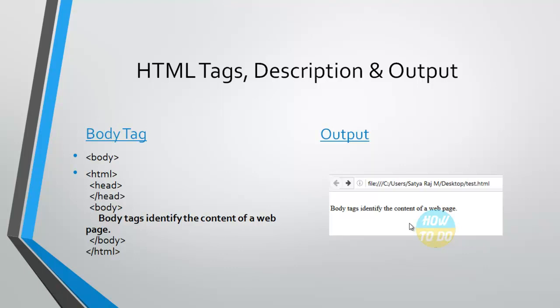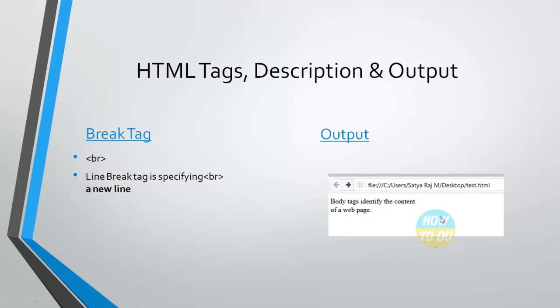Body tag. The body tag, as we all know, is where we will be mentioning the main body of the website. This is the syntax for the body tag, and this is how the output will be. Break tag. Line break tag is specifying BR, a new line. This is the output. Body tags identify the content of a web page. Actually, all the sentence was written in a single statement. However, we have given this BR tag over here, wherein it has come to the next line. So in this way, we will be able to break that particular line.